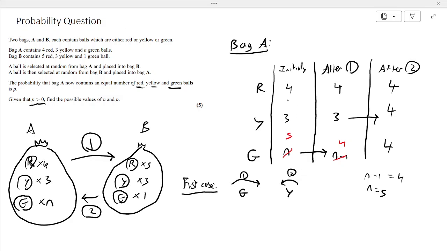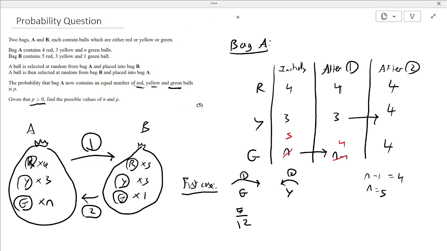Well, in this case, starting with 4 red, 3 yellow, 5 green, the chance of losing one of my greens would be 5 out of, well, 4 plus 3 plus 5 is 12. So 5 out of 12 balls of green. What's the probability of now gaining yellow? You have to remember the yellow balls are actually coming from bag B.